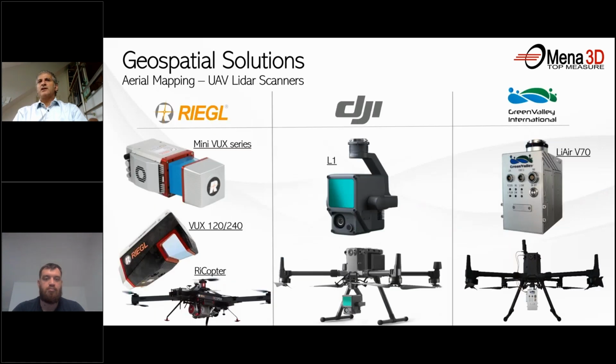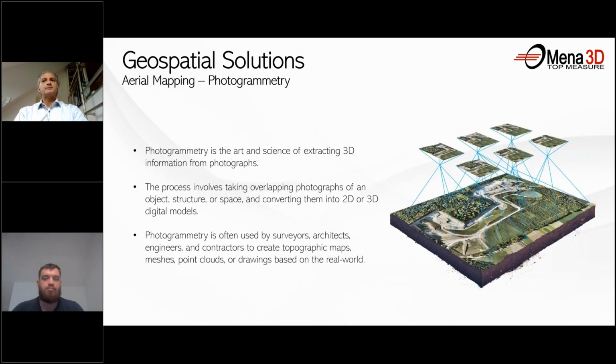For aerial mapping and UAV LiDAR scanning, as I said, there is the commercial drone like the M300 in the market, which now has the longest flight time for an affordable, good price. There is also a possibility to mount the Regal on the M600, the Minivix, but there is also an L1 from DJI or from Green Valley to mount on different DJI sensors, drone.